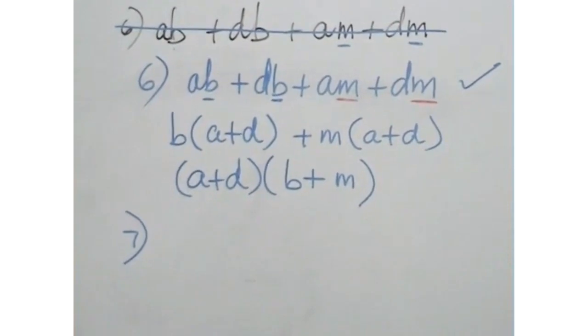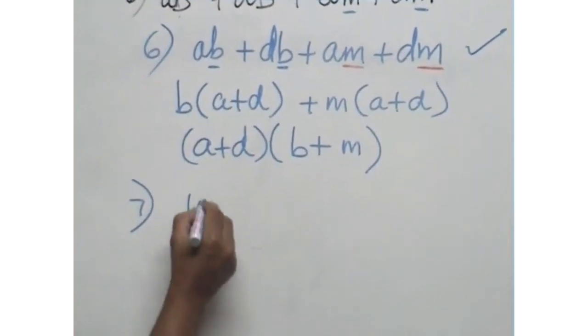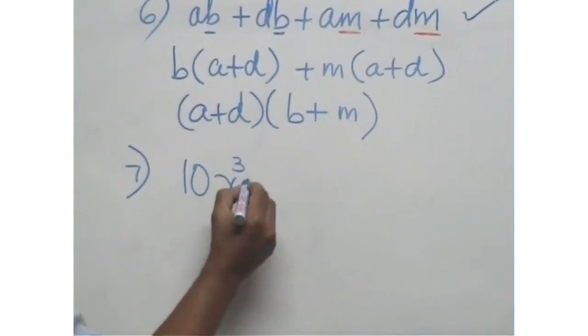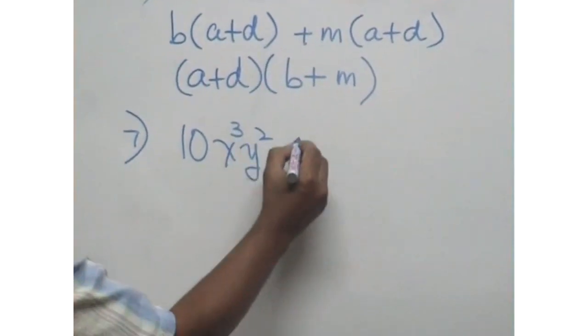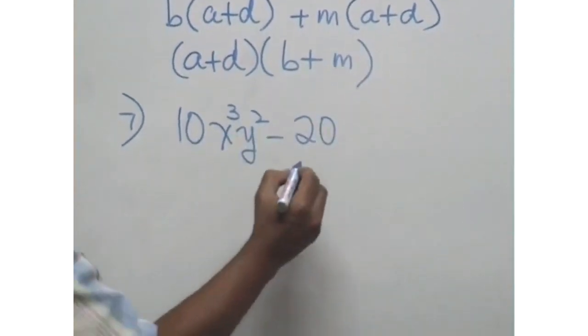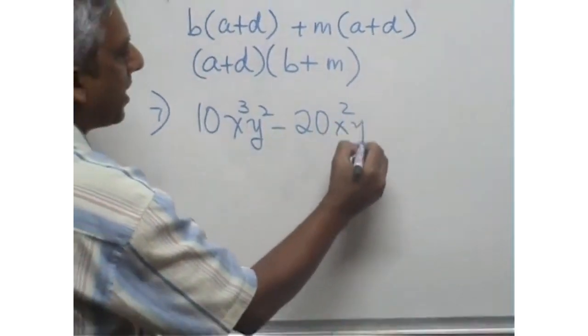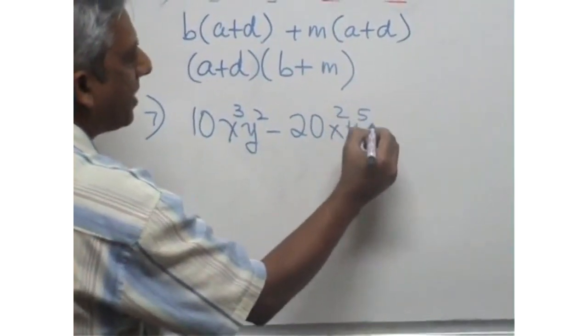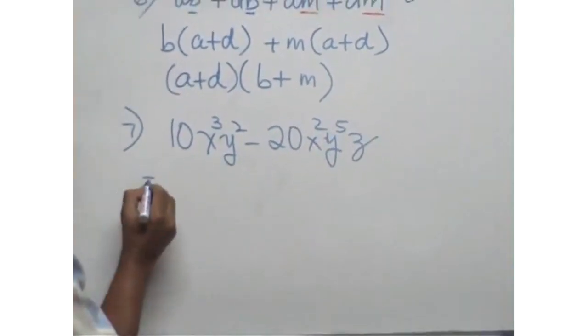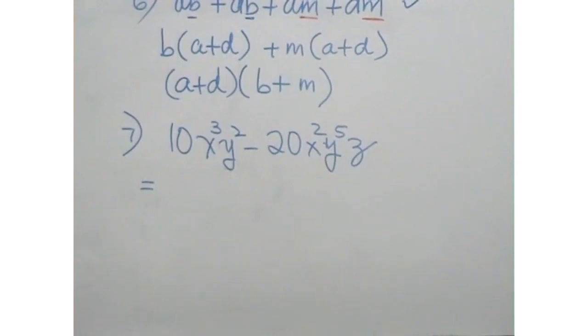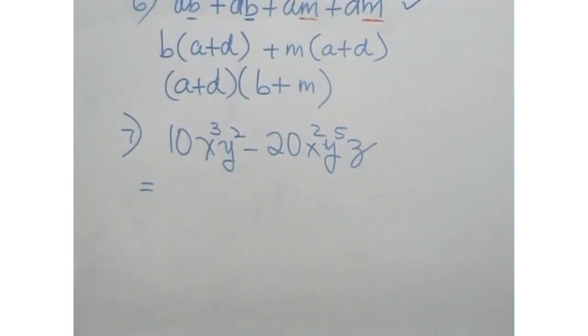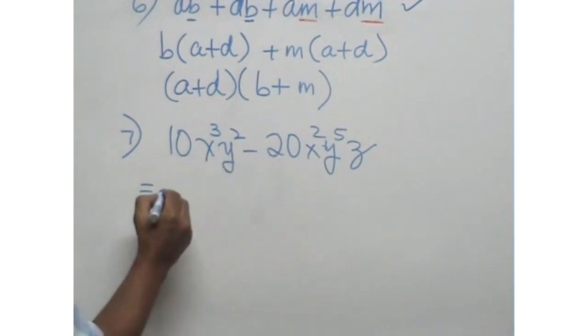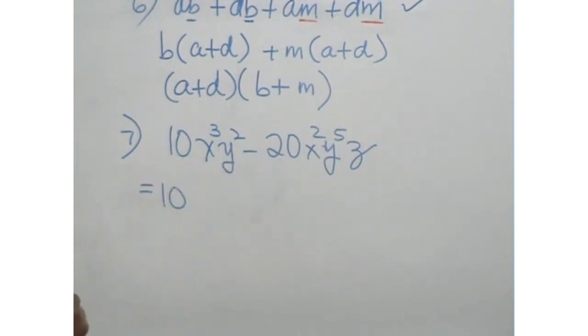Alright, and so here's your last example, number 7. And please pay very careful attention to number 7. Now watch number 7: 10x cubed y squared minus 20 x squared y to the 5 z. Now when you watch number 7, we have numbers and we have powers. So for the numbers, the common factor is 10.